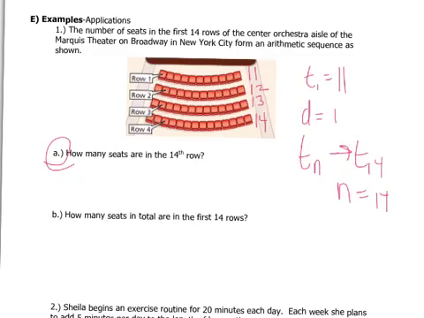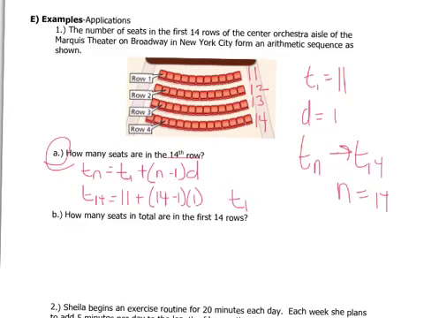Are we looking for a term or are we looking for a sum? A term. Okay, good. So am I using the sum formula or am I using the term formula? Term. Okay. I'm looking for the 14th term, like Claire said, that's T sub 14. My first term is 11, my value of n is 14, and you said our common difference was 1. How many seats? 24. I just got 24.